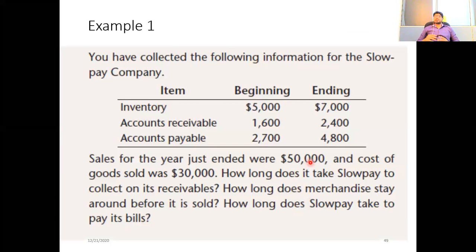Right. Now we will work out this example to understand the cash conversion cycle. Here you have collected the following information for the Slow Pay company. The name of the company is Slow Pay. The items are given. Inventory, opening balance and ending balance are both given: 5,000 and 7,000. Accounts receivable are also given: 1,600 and 2,400. And accounts payable: 2,700 and 4,800.